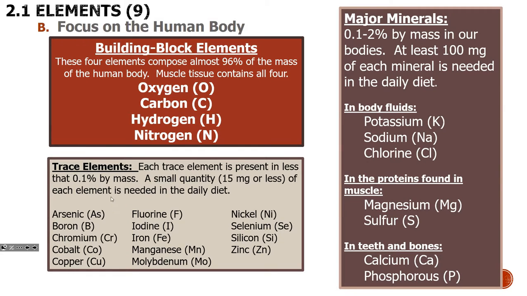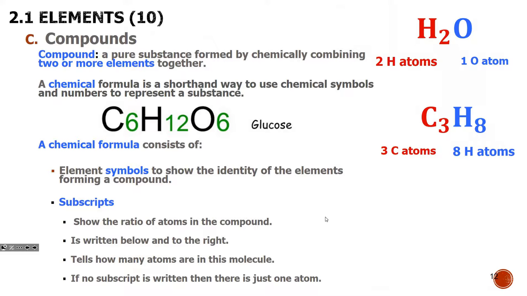Our minor or trace minerals that we only need 0.1 by mass, or about 15 milligrams per day, include arsenic. Believe it or not, we do need arsenic, just not in large quantities because it would kill us. Boron, chromium, cobalt, copper, fluorine, iodine, iron, manganese, molybdenum, nickel, selenium, silicon, and zinc.